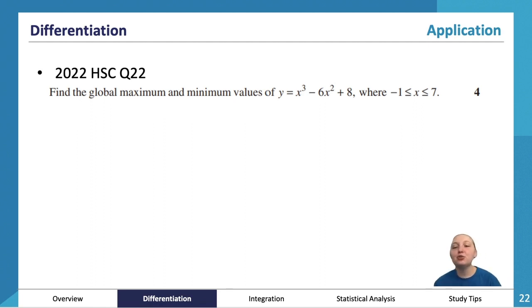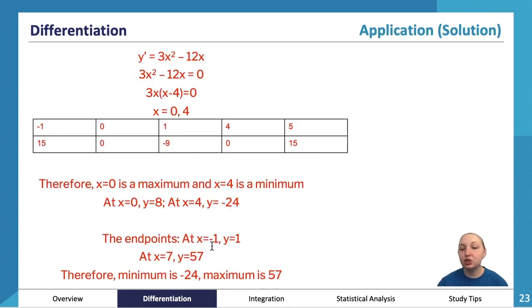So recognizing that 4 marks is a lot of marks will help you recognize that this question isn't finished. The other thing that'll help you determine that is that they've given you limits. So the next thing you actually have to do is check what's happening at your limits. So the endpoints, when we're checking them at x equals negative 1, y is equal to 1, and at x equals 7, y is equal to 57. So therefore, our minimum is negative 24, but our maximum is actually 57.